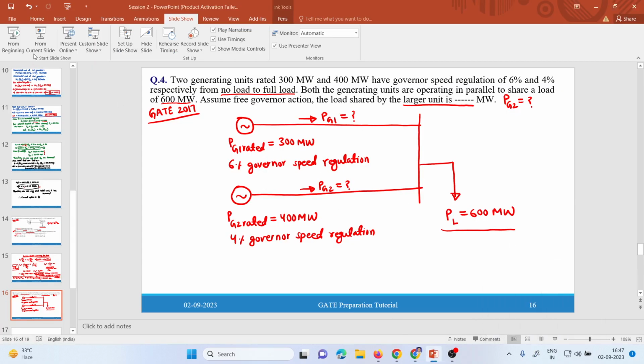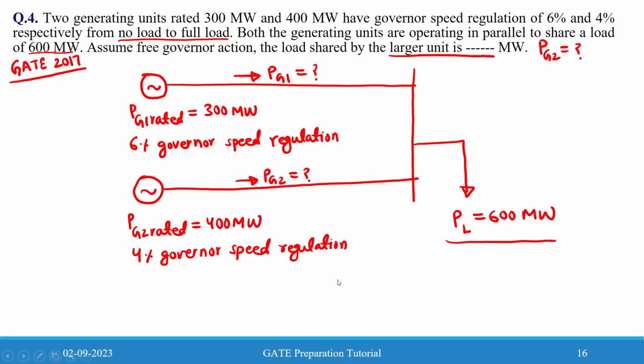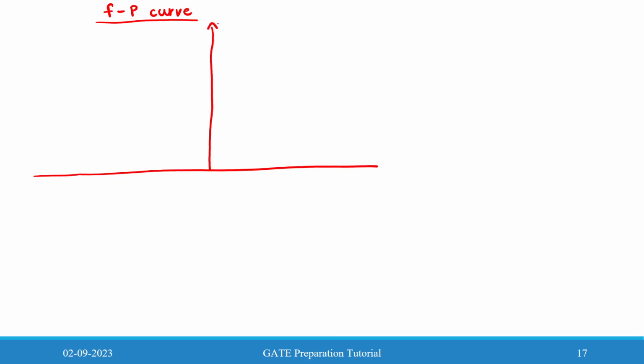We have less time, so I am solving this, and you can also solve parallelly with me. For this type of problem, first we will make the FP curve. We will put the frequency on the y-axis and power on the x-axis. If you see the droop speed regulation, for generator 1 it is 6%, so the slope will be steeper.